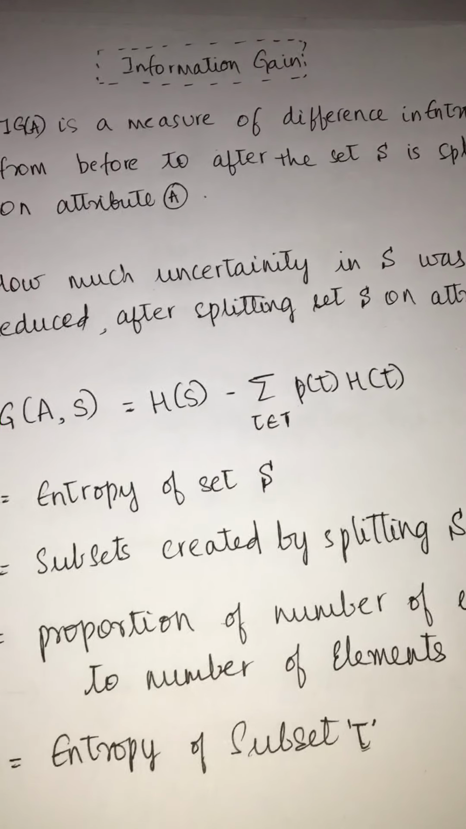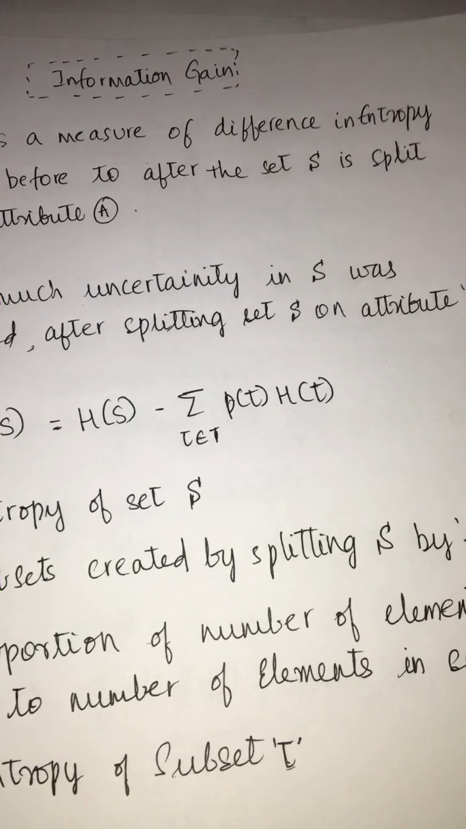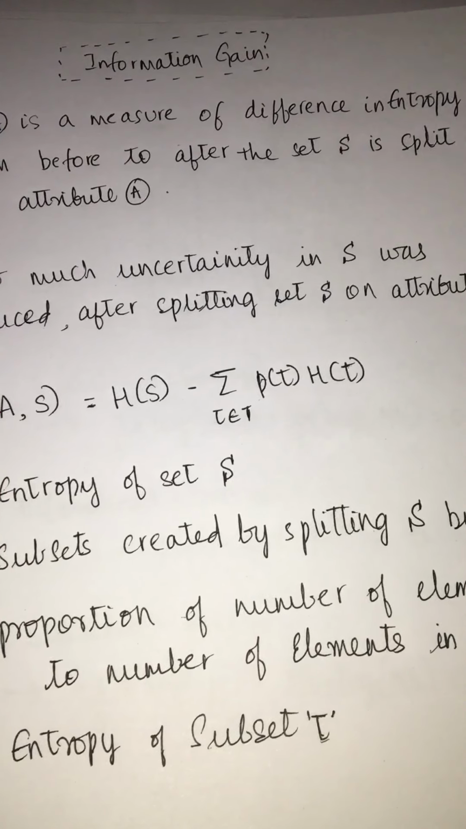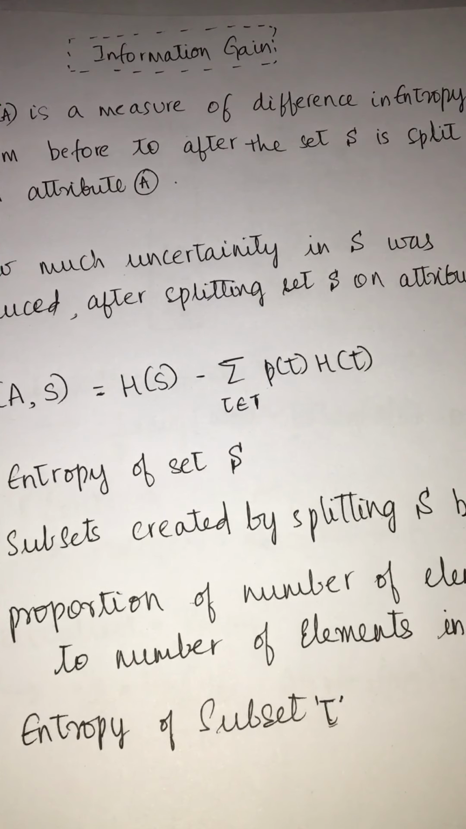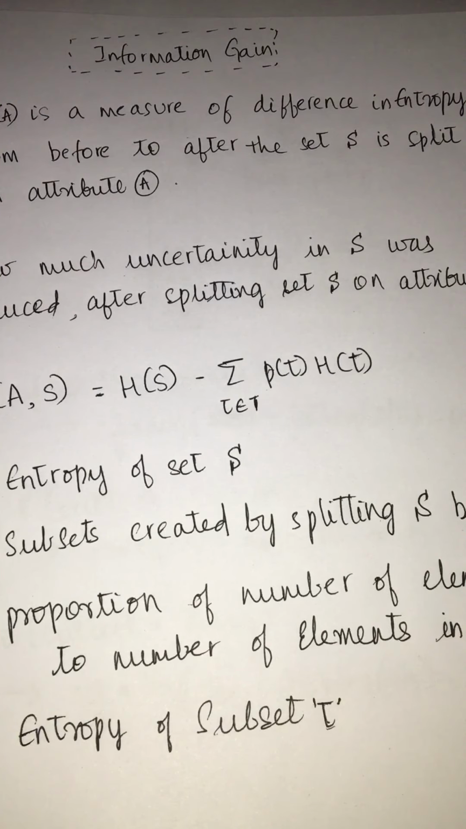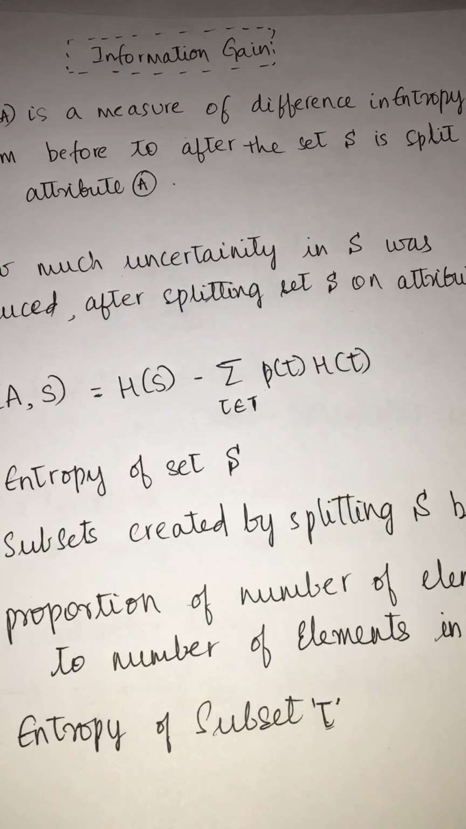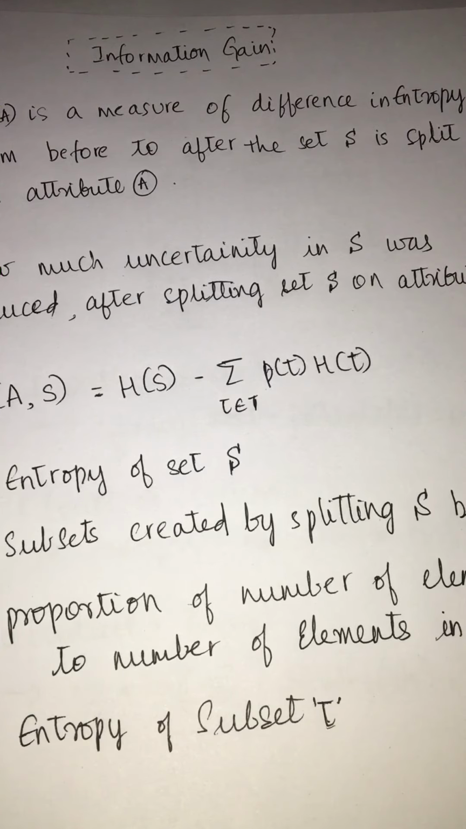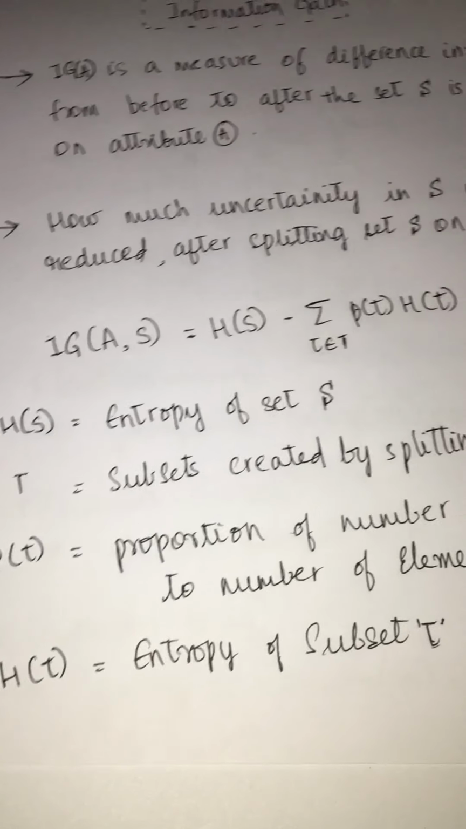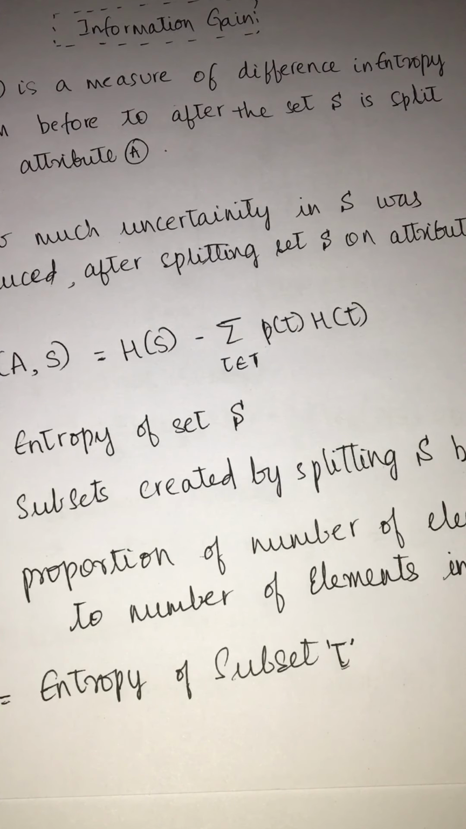Information gain is nothing but entropy before minus entropy after, correct? So P of t into H of t, whatever you saw over there, that was nothing but your weighted entropy. We calculated H of t for each of these individual unique values, correct? We calculated for sunny, we calculated for overcast, we calculated for rainy.